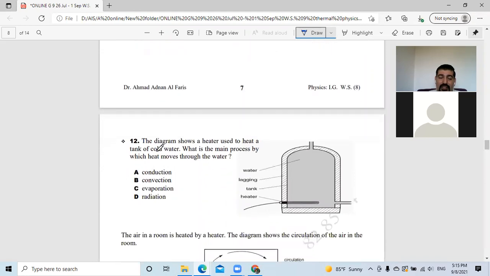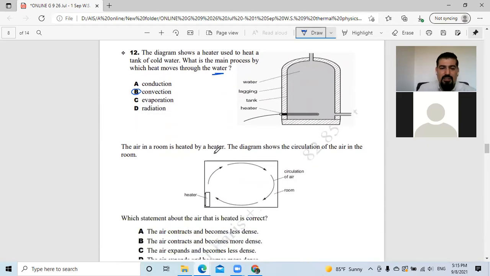Question number 12. The diagram shows a heater used to heat a tank of what? Cold water. What is the main process of heat transfer through water? Exactly, it's what? Convection. Yes, thank you, Farah.